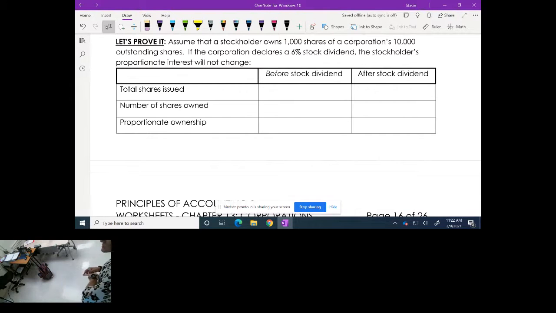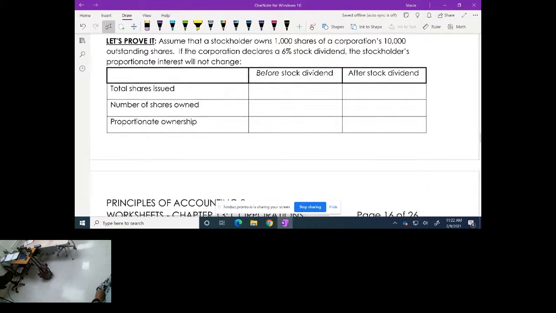All right, so we're going to assume that a stockholder owns 1,000 shares of a corporation's 10,000 outstanding shares. If the corporation declares a 6% stock dividend, the stockholder's proportionate interest will not change. So the total shares issued before the stock dividend is 10,000, and this owner's total is 1,000. So how much does this owner own? He, she, whatever. How much is that? 10%. Okay.